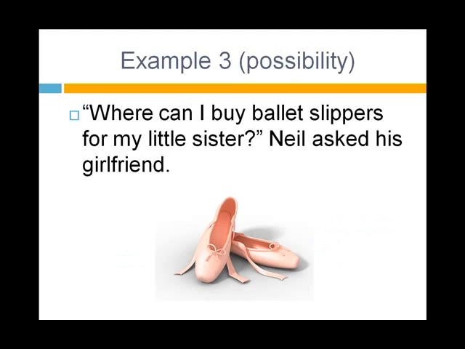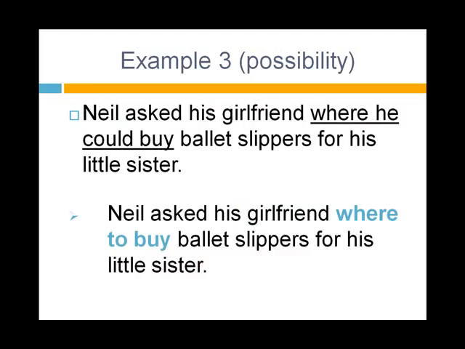Example 3, a possibility. "Where can I buy ballet slippers for my little sister?" Neil asked his girlfriend. The first way we can report that question is Neil asked his girlfriend where he could buy ballet slippers for his little sister. The second way we can report the question, Neil asked his girlfriend where to buy ballet slippers for his little sister. The second statement uses a WH infinitive, where to buy. Again, you see a shorter statement. We don't have the pronoun he, and we don't need could, the modal verb. It's already expressed by using the WH infinitive.